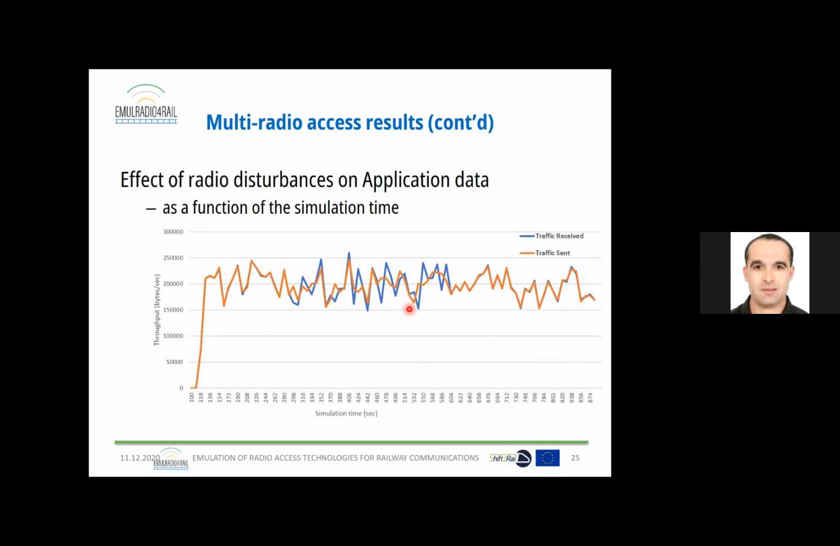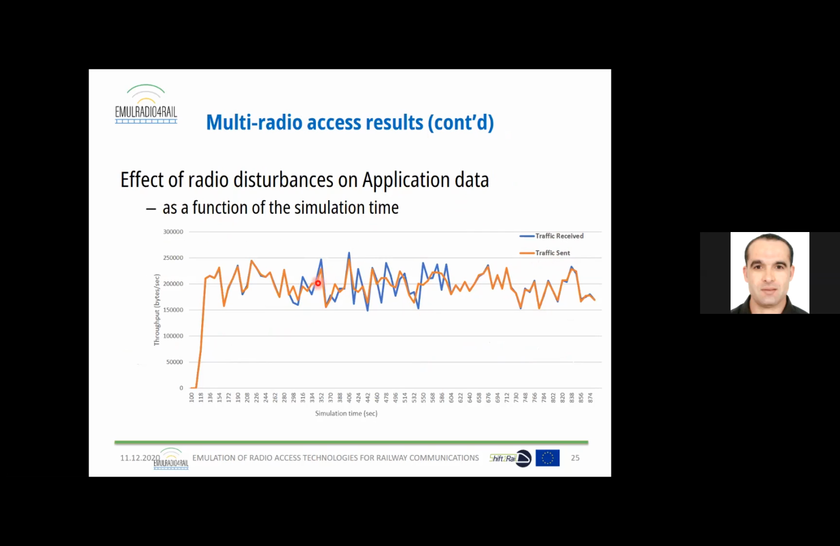And finally, we try to show the effects of radio disturbances on the application data, so at the application level, also as a function of the simulation time. And here we plot the traffic as sent by the application server in orange, and the traffic as received by the train in blue. And we can see that despite the significant disruption on data exchanged through the LTE link and also at the transport layer, the application traffic does not undergo major disruption.